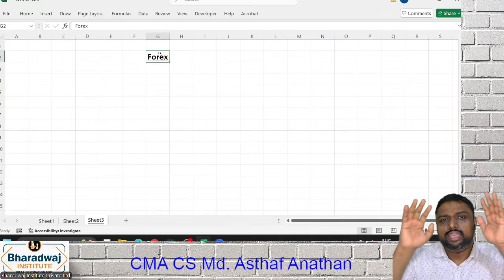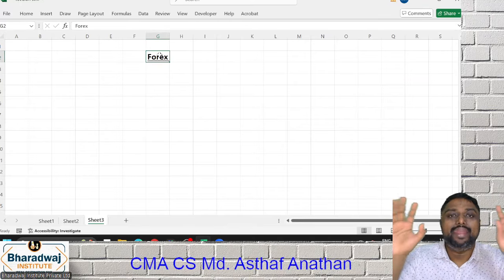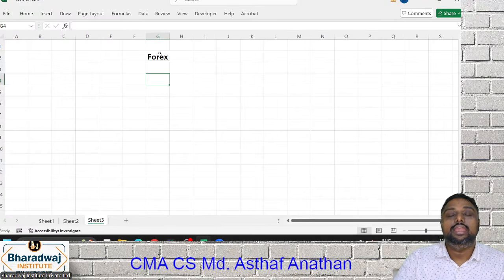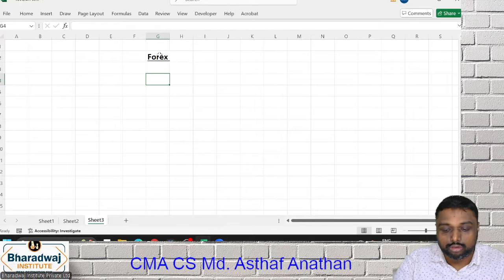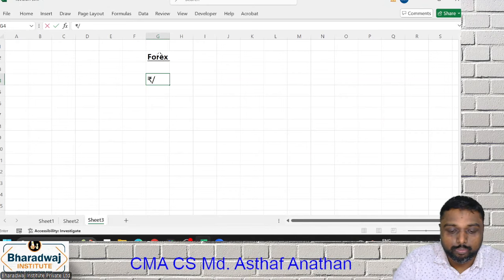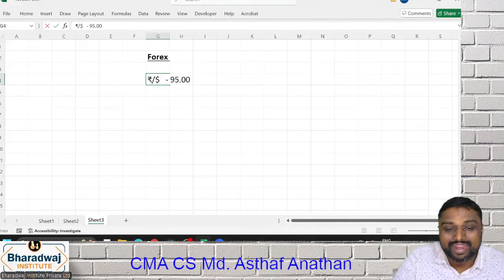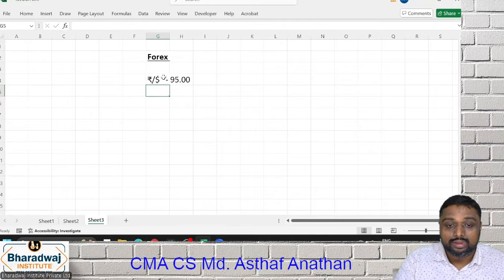See, any question of Forex or international finance, you should know some basic data. What are all the basic data you should know? Generally, currency may be expressed in a one-way code or a two-way code. What is meant by one-way code or two-way code? One-way code means rupees per dollar. They will give 95. That means $1 is 95 rupees. This is the normal one-way code.